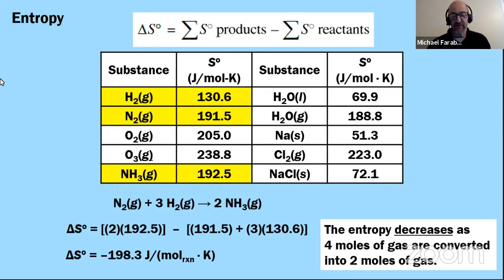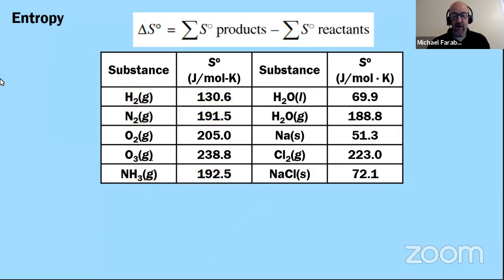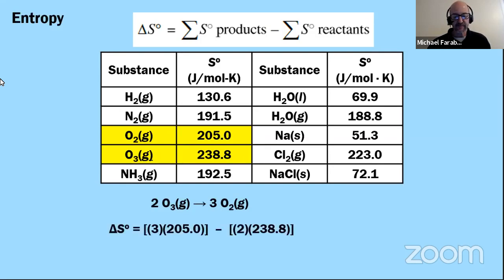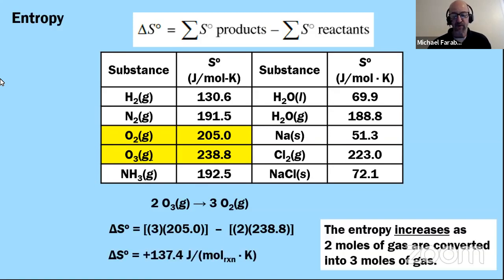Let's take a look at a few more examples of this concept. Here we have the conversion of ozone, which is O3, to molecular oxygen, O2. Think about whether you should increase or decrease entropy. We're going from 2 moles of gas to 3 moles of gas. So 3 times the number for molecular oxygen, that's the products, minus 2 times the number for ozone. So now we get a positive value, but this should make sense to you. It's a contrast to the last example. Now the number of moles of gas is increasing from 2 to 3, so the entropy increases and we have a positive delta S.